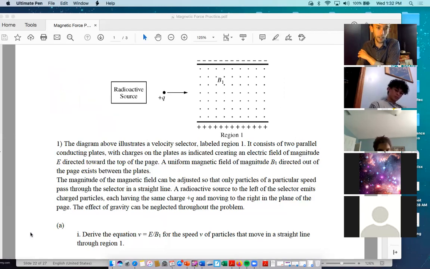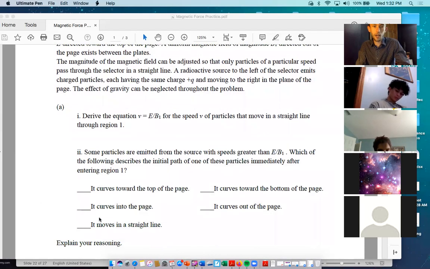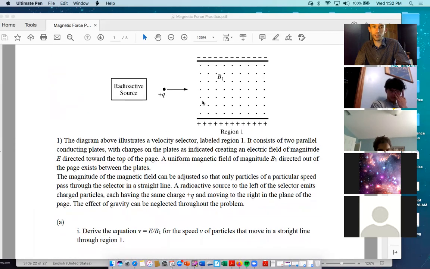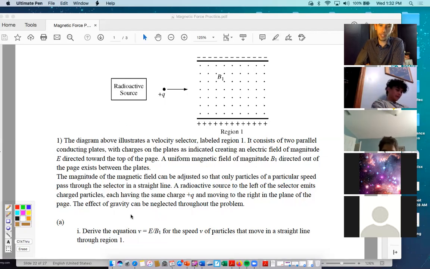All right. Part B. Some particles are emitted from the source with speeds greater than this. Which of the following describes the initial path of one of these particles after entering this region? First of all, I know they only move in straight lines if they have this velocity. If the velocity is bigger than that, let me draw a free body diagram again, is my electric force going to change at all? No, it's going to stay what it was before, Q times big E. The electric force has nothing to do with the speed of the particle.